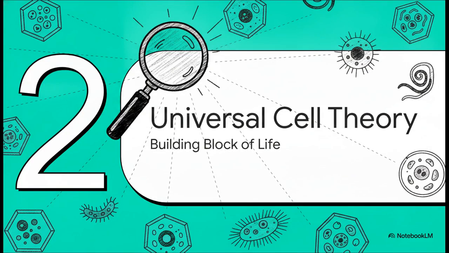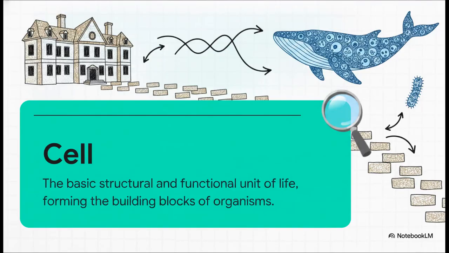Moving on to Section 2, the universal cell theory. Let's talk about the building blocks of life. So as these new magnifying tools spread across the scientific community, a universal biological truth started to emerge. Observations from plants, animals, pond water, they all pointed to one undeniable fact.